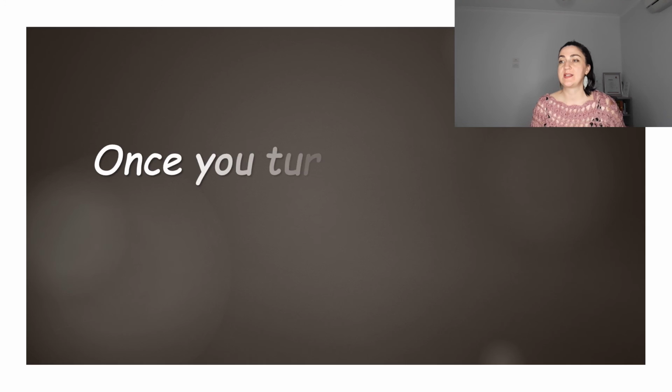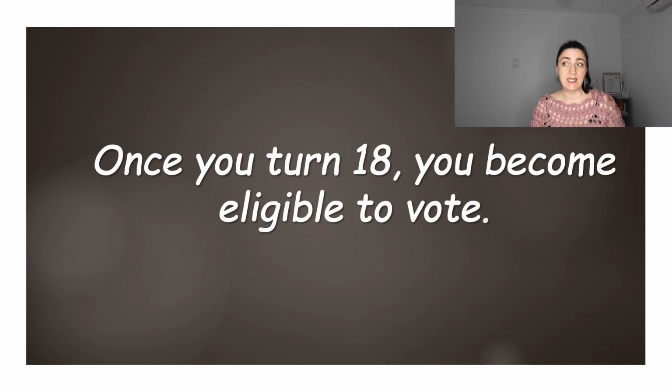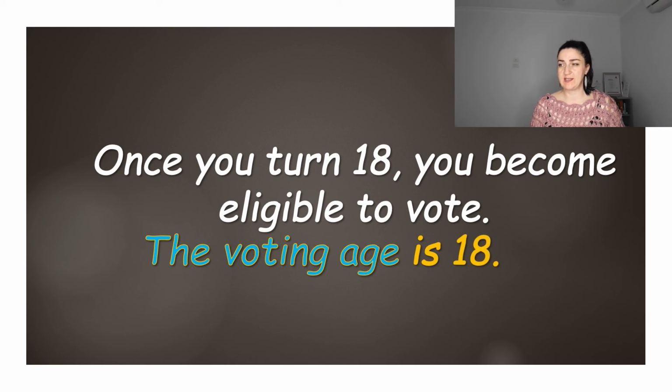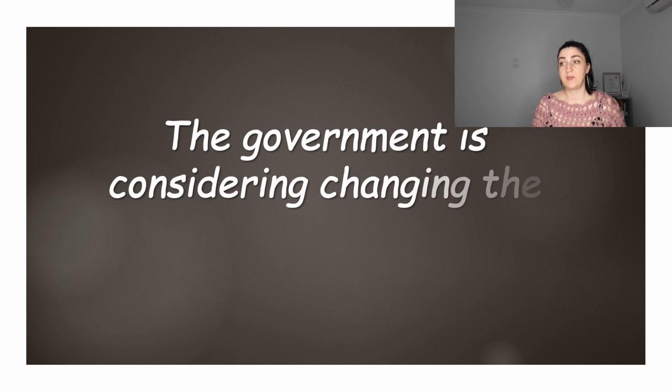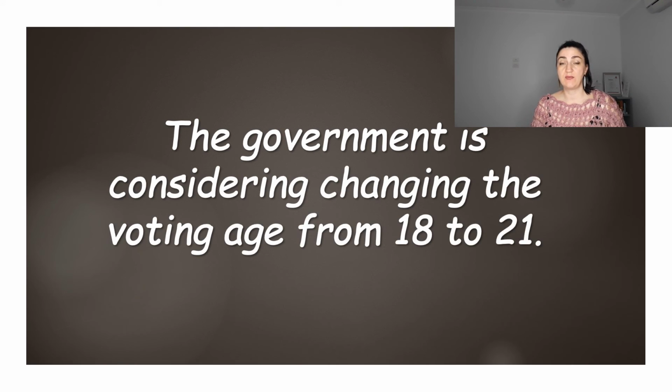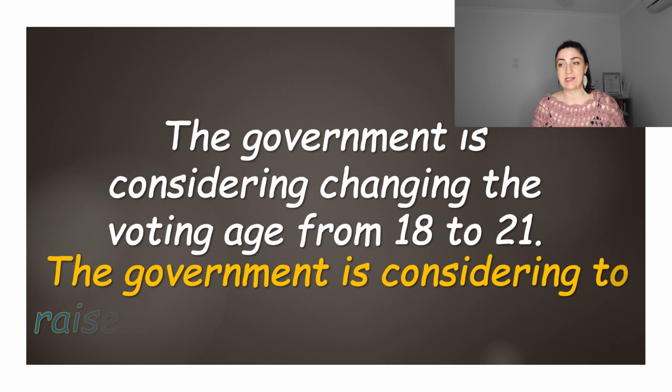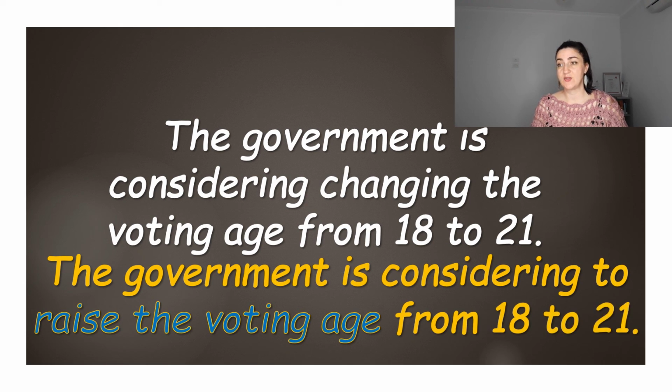Or maybe you want to say, once you turn 18, you become eligible to vote. It's much better to say a shorter sentence, the voting age is 18. Or maybe you want to say, the government is considering changing the voting age from 18 to 21. Much better construction to use is, the government is considering raising the voting age from 18 to 21.